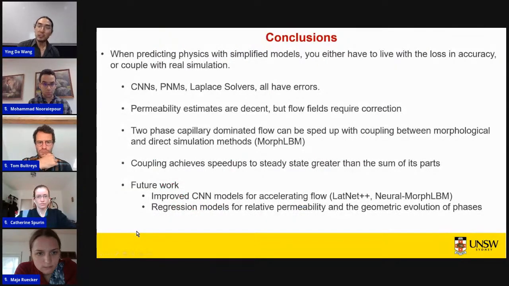So I'd like to conclude by saying that when it comes to predicting physics with simplified models, you either have to live with the loss in accuracy, or you could couple it with real simulation. What ends up happening is that you get a pretty decent speed up for it. And also at the same time, the underlying flow fields and the underlying phase fields become accessible as well. There is some future work that can be done with this. For example, you could use a CNN-based prediction for morphological transforms in two-phase flow, and so on and so forth.